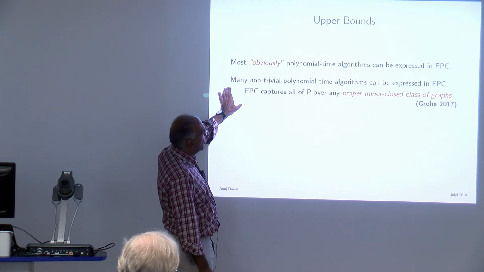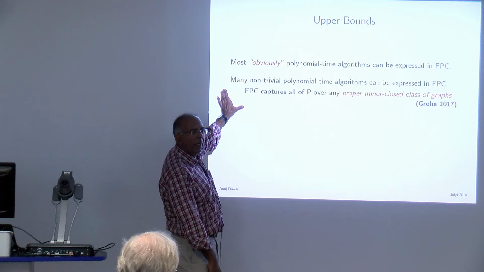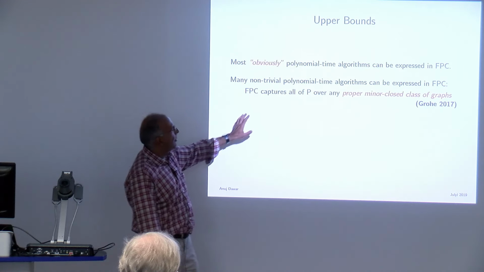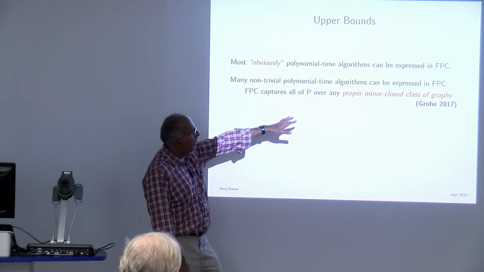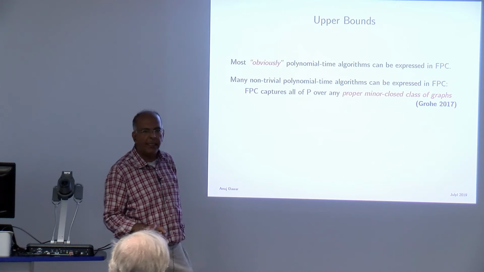This monumental result by Martin Grohe, I call it monumental. He proved that any polynomial time property on a proper minor closed class of graphs is in FPC.